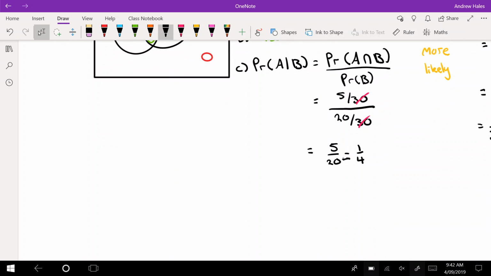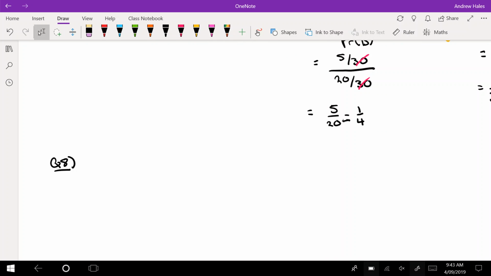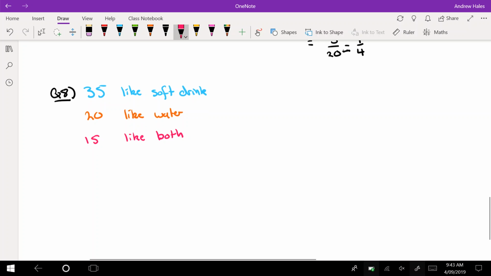All right, last question. Question 8. From a survey of 40 students, 35 like soft drink. 20 like water. And 15 like them both. I don't know who doesn't like water, but obviously some people do, and they're crazy.